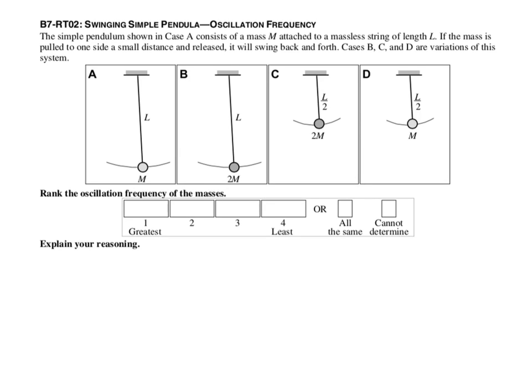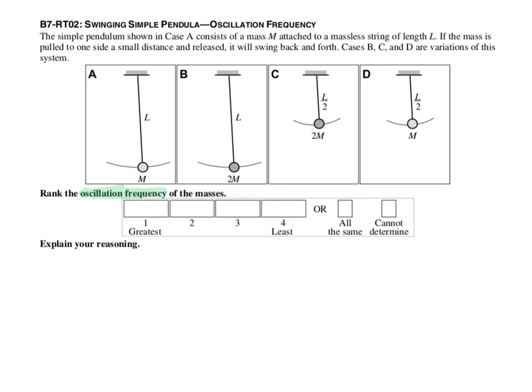Chapter 13, Sample Problem Number 7. The simple pendulum in case A consists of a mass m attached to a massless string of length L. If the mass is pulled to one side a distance and released, it swings back and forth. Cases B, C, and D are variations of this system, and we are asked to rank the oscillation frequency of the masses.